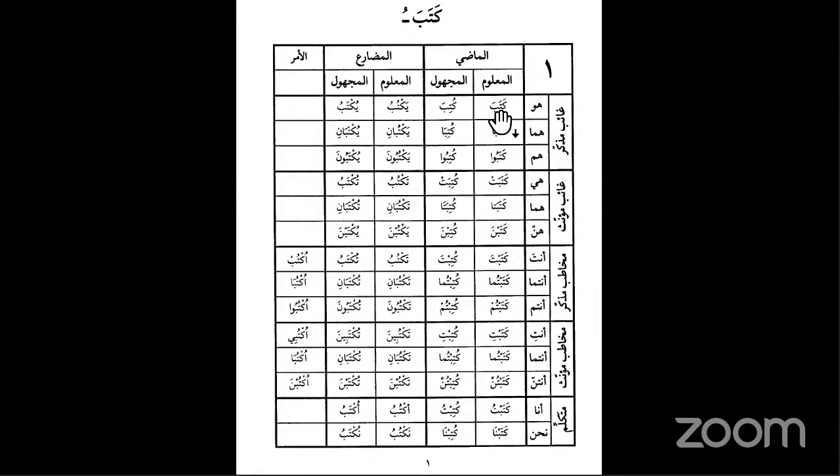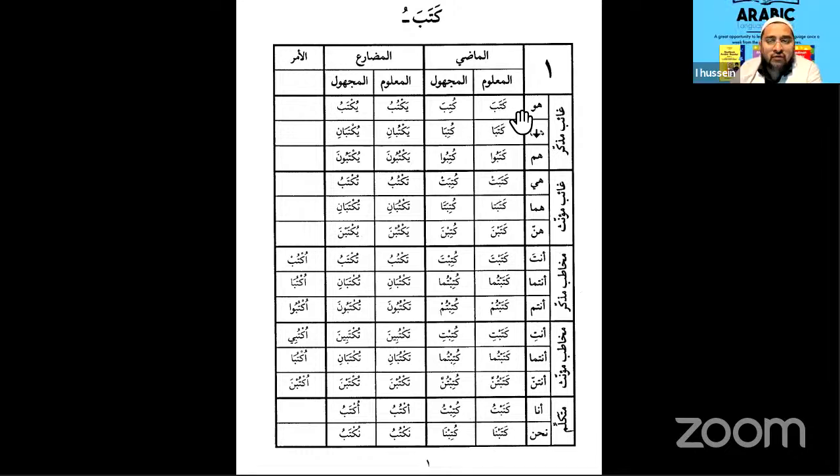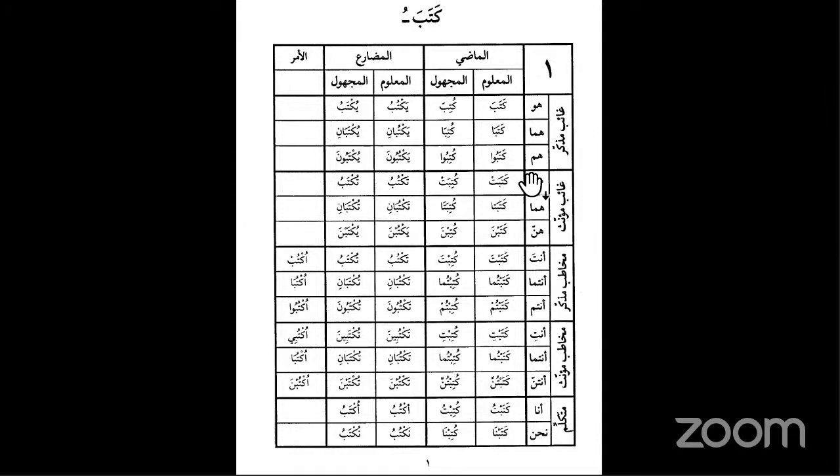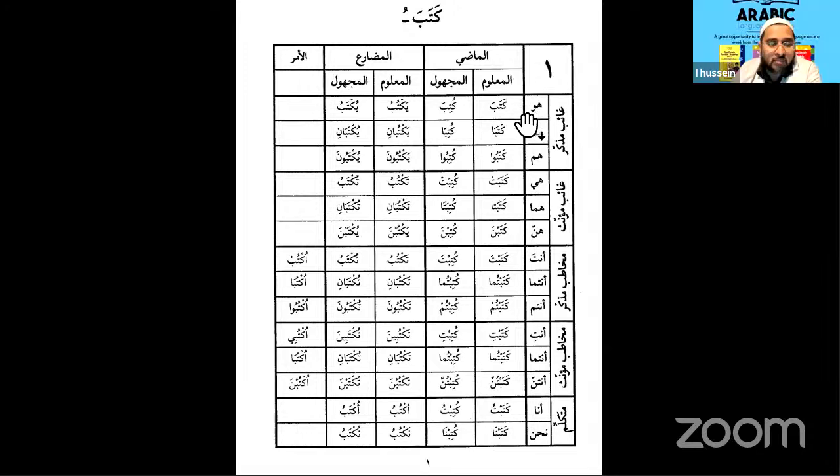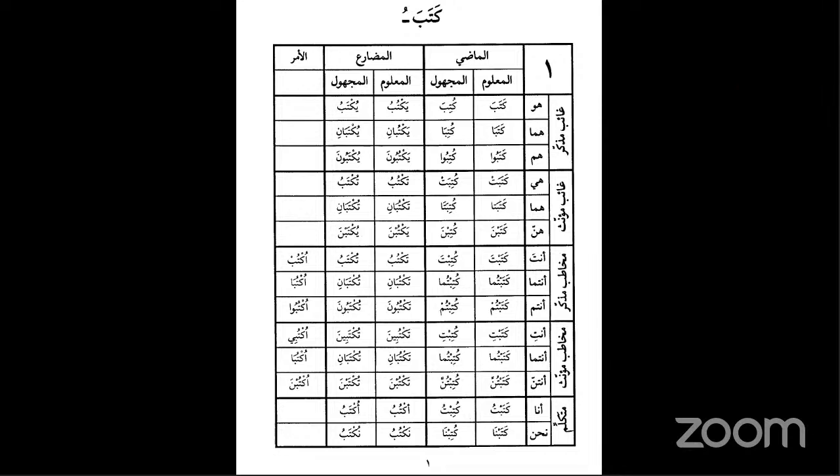So together we're going to do both. If you want to memorize it as kataba, kataba, katabu, katabat, katabata, katabna, that's fine. If you want to learn it as well as huwa kataba, huma kataba, you can learn it that way as well. Whatever you find easy to memorize. As long as you're able to give me the verbs correctly, I'm happy with it. Okay, sure.